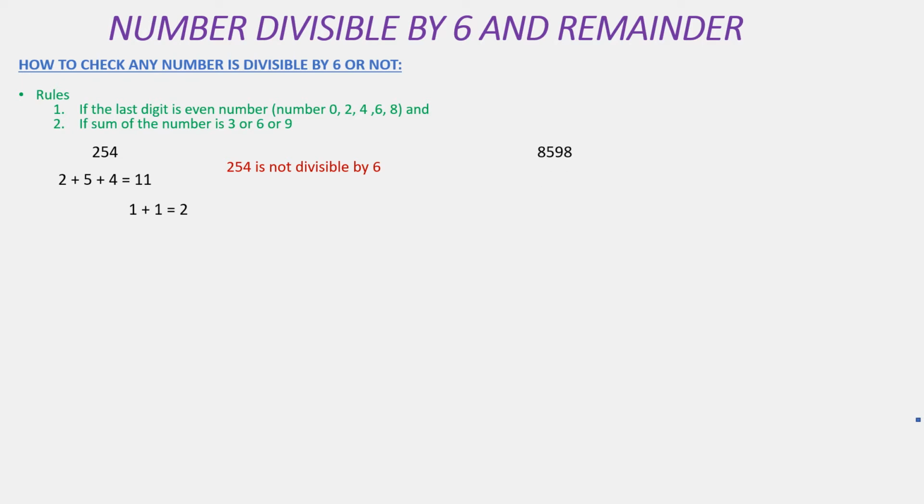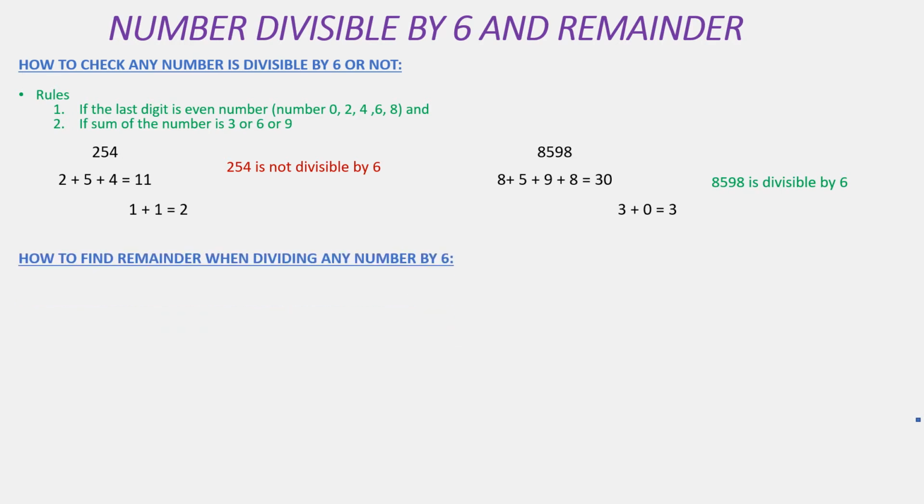Another number we will see, 8598. The last number is 8, so it is divisible by 2. And the sum of this number is 3. It means it is also divisible by 3. So 8598 is divisible by 6.